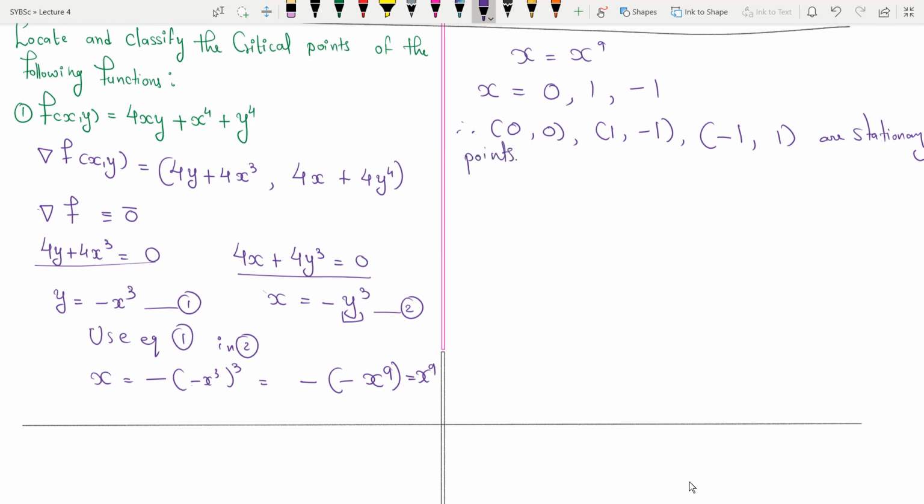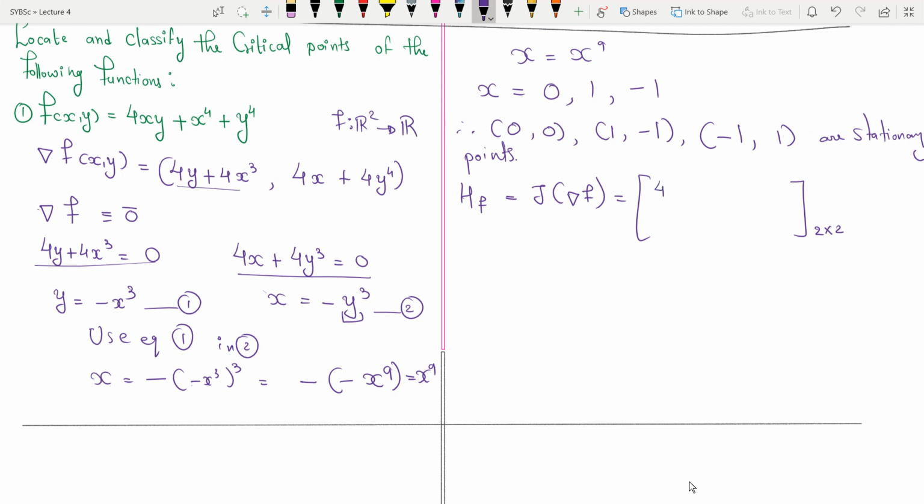Now we need to classify them. To classify them I need to use the second derivative test. That means I need to think about the Hessian matrix. How to find the Hessian matrix of f? Hessian matrix is nothing but the Jacobian of the gradient. It will be a 2 cross 2 matrix, because my function f is from R2 to R. My Hessian will be a 2 cross 2 matrix. So to find the Jacobian I need to write the gradient first.